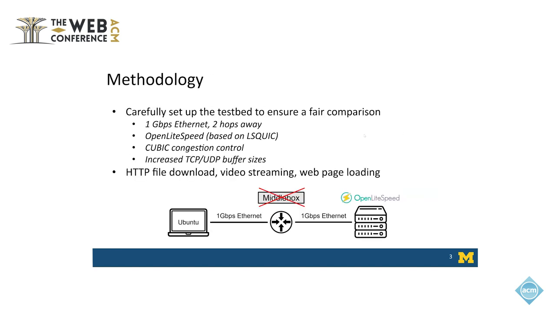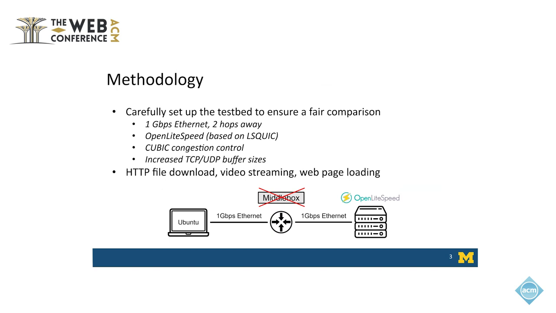When comparing the QUIC and HTTP2 protocol stacks, various factors from different components in the network can affect the performance and potentially become the bottleneck. So we carefully set up our testbed to ensure fair comparison. The server machine is connected to the client machine via a 1 gig Ethernet link, and they're only 2 hops away from each other. This setup avoids network-related impacts such as network congestion during busy times and middlebox misbehavior, such as bandwidth throttling.